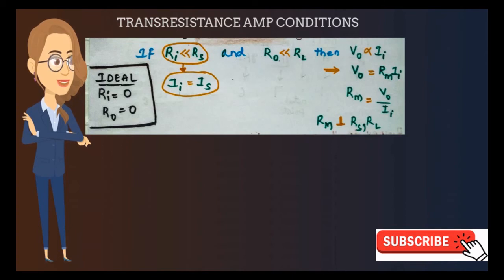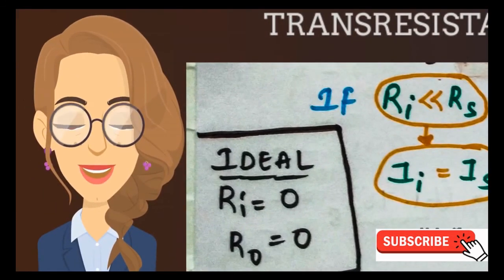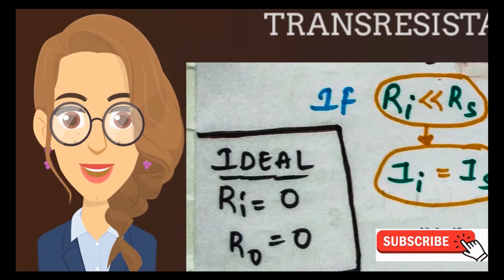The conditions for an amplifier to become a transresistance amplifier are Ri should be less than Rs, then Ii will be approximately equal to source current, and output resistance should be less than RL, then output voltage will be proportional to the input current, and the proportionality factor, which is Rm here, will be independent of source and load resistances, and V0 will be equal to the product of Rm and Ii. The ideal conditions are input and output resistances should be equal to 0.